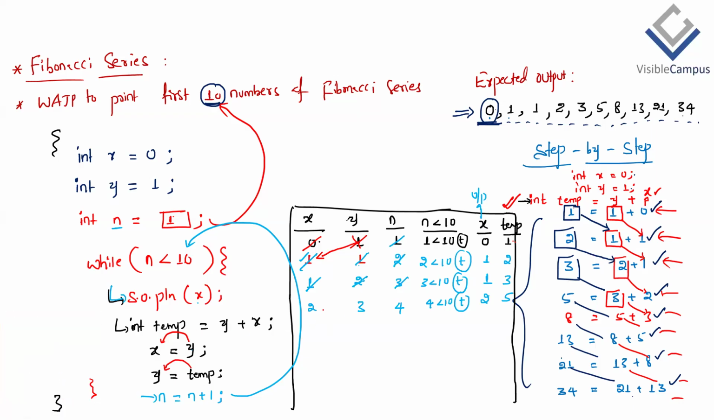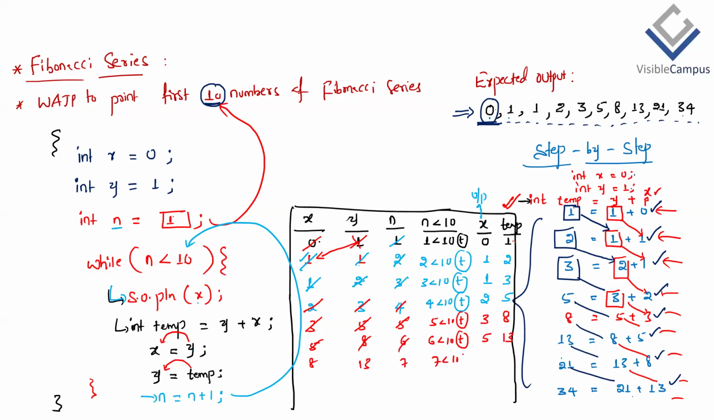No. The next x value becomes y. Then the temp value becomes y. n becomes n plus 1. Then 5 less than 10. True. Then print the current x value, 3. And temp will become x plus y, 8. The next step, x becomes y and y becomes temp. Then n becomes 6. 6 less than 10. True. Then print the latest x value, 5. The next is 13. Next step, 8 becomes 13, n becomes 7.